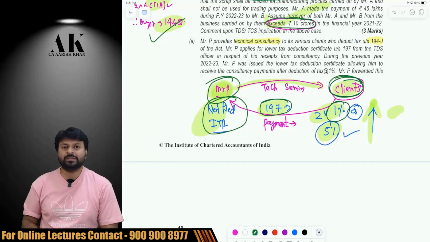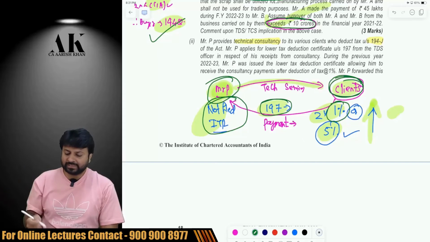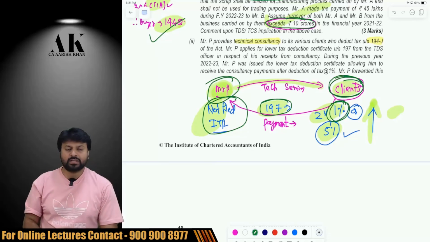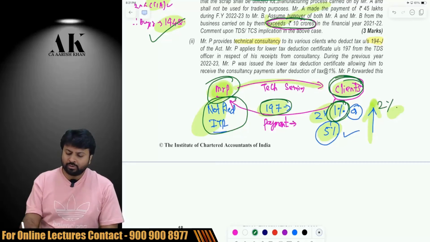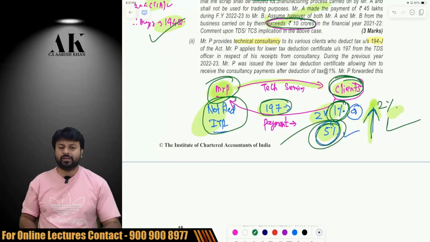Now, what does 206AB say? 206AB says twice the rate or 5%, whichever is higher. Now, what is the rate over here? The concessional rate is 1%. Twice of that will come to 2%. Compared with 5%, whichever is higher will be liable for deduction of TDS. Therefore, I will deduct TDS at how much percentage?